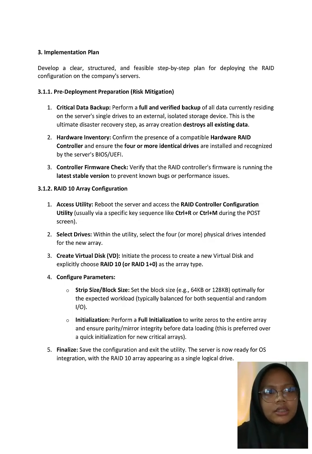Yang pertama, kita kena access utility, di mana kita kena reboot the server and access the RAID controller configuration utility, yang usually via a specific key sequence, contohnya macam Ctrl R or Ctrl M during the POST screen. Yang kedua, select drives. So within the utility ni, kita kena select the 4 or more physical drives intended for the new array. Yang ketiga, create virtual disk (VD), which we have to initiate the process to create a new virtual disk and explicitly choose RAID 10 or RAID 1+0 as the array type.